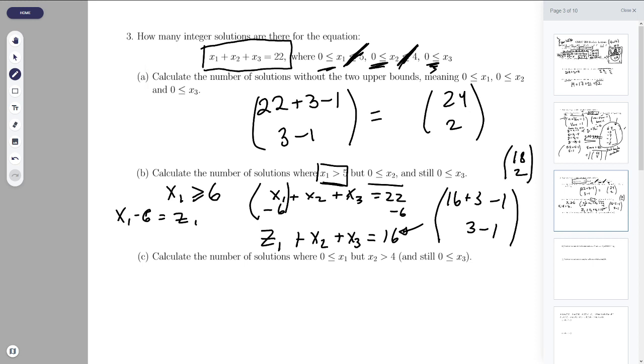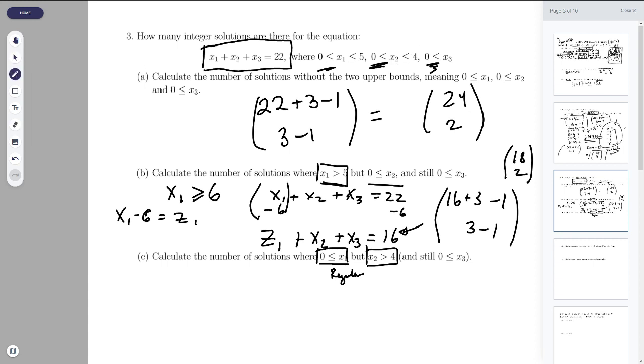All right, so let's do it again. So now we're going to calculate the number where x1 is bigger than or equal to 0. So that's just as regular. But x2 has to be bigger than 4. And so what does that mean? And let me eventually erase these upper bounds.